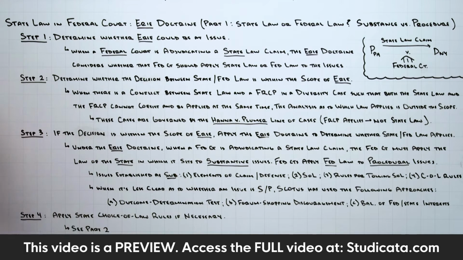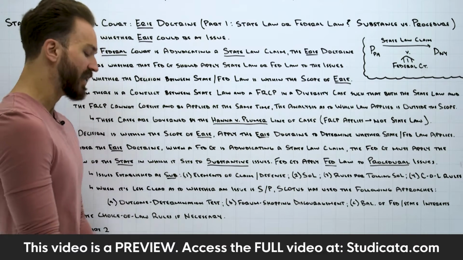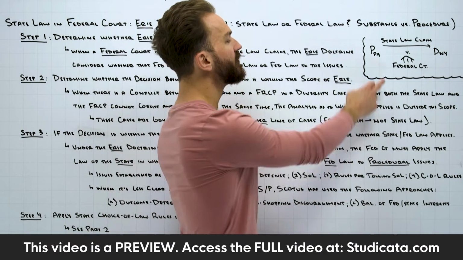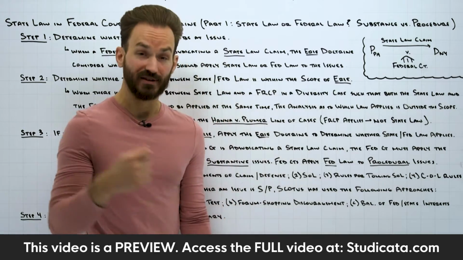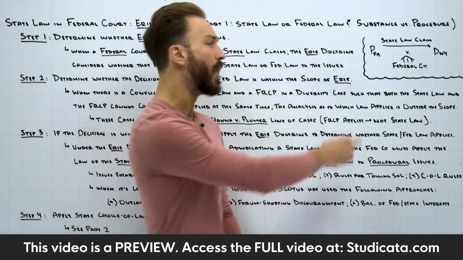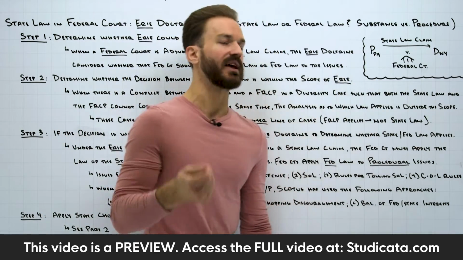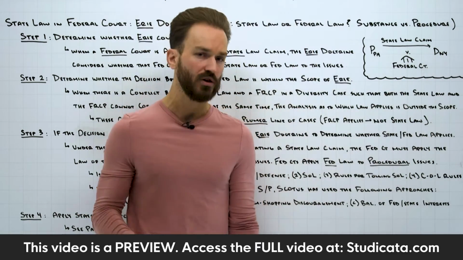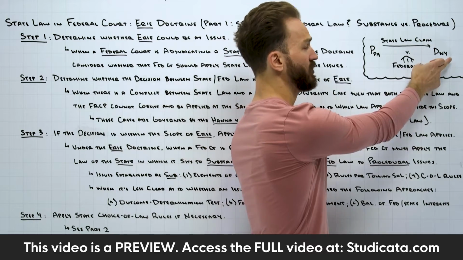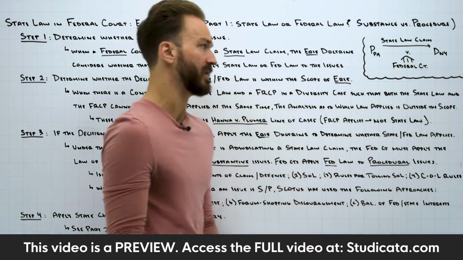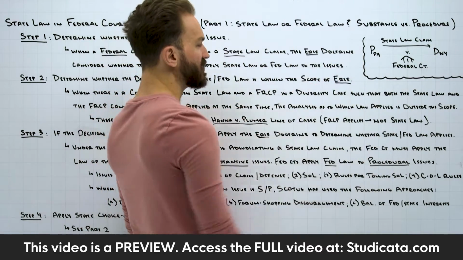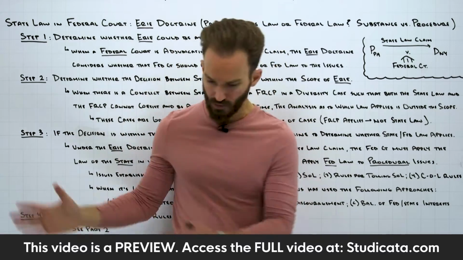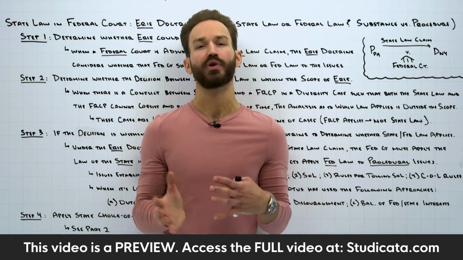Okay, so in Erie Railroad Company v. Tompkins, we have a plaintiff from the state of Pennsylvania. We have Tompkins, who is a citizen of the state of Pennsylvania, and we have our defendant Railroad Company, who is a citizen of the state of New York, Erie Railroad Company. And basically, we have Tompkins one night in the dark walking along the railroad tracks.